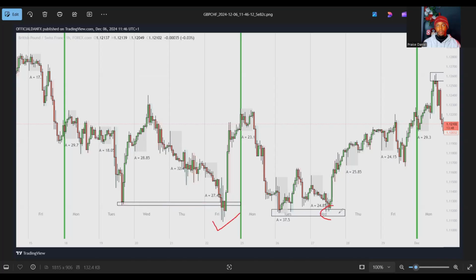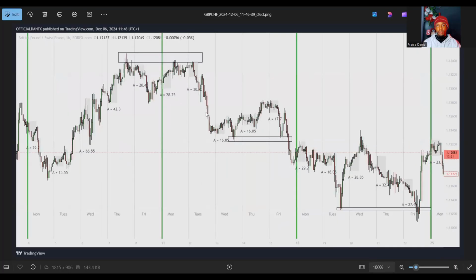This one that happened here was on a Wednesday. That was a midweek reversal. The one that happened here too was a midweek reversal because it was on a Thursday. Let's look at another example. The week before that, that's crazy.